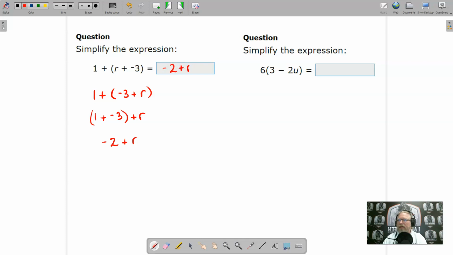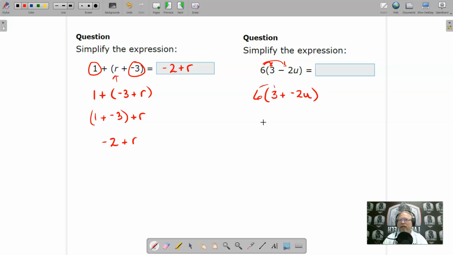Negative 2 plus r. Now most people would say, okay, negative 3 plus 1 is negative 2, and we still have the r left over. Let's use the distributive property, 6 times 3, and 6 times, remember this is a plus and negative, so let's rewrite this. 6 times the quantity of 3 plus negative 2u.